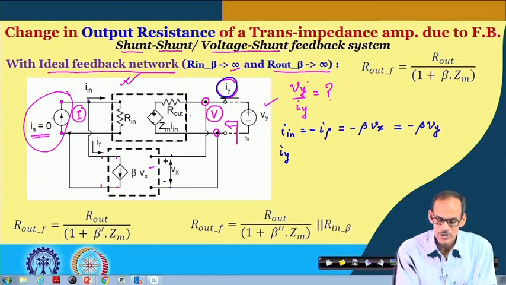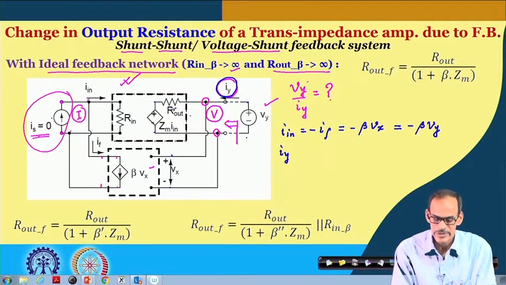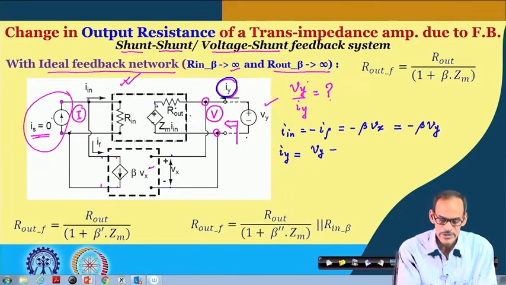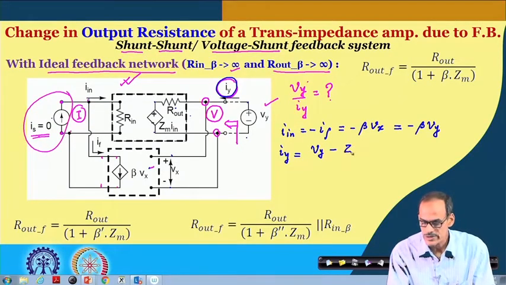We do have the voltage source here, we do have the internal voltage source here, and then we do have the resistance R out. This circuit is open. So, we can say I y equals V y minus the internal voltage, which is Z m into I in, divided by the resistance R out.